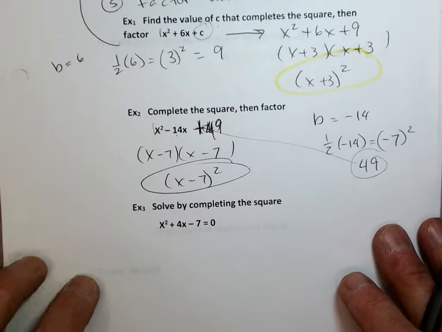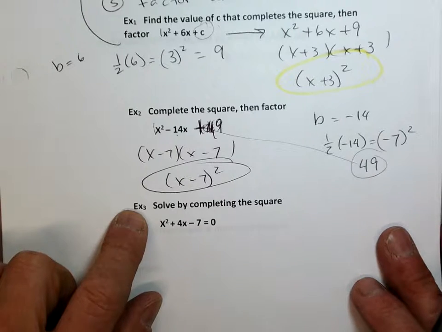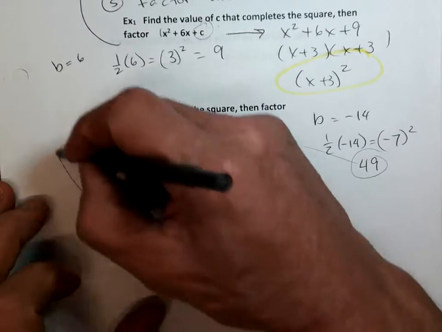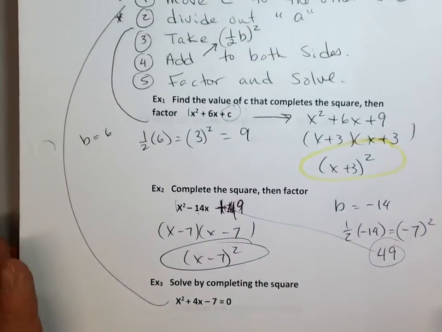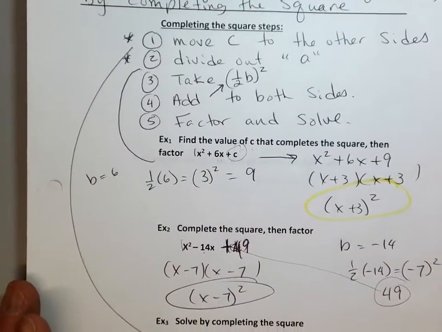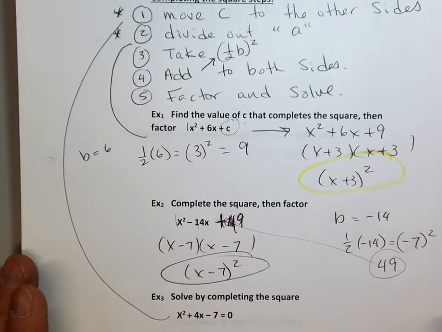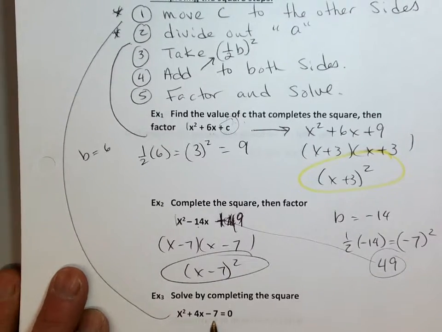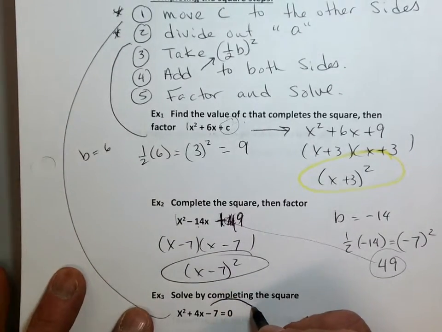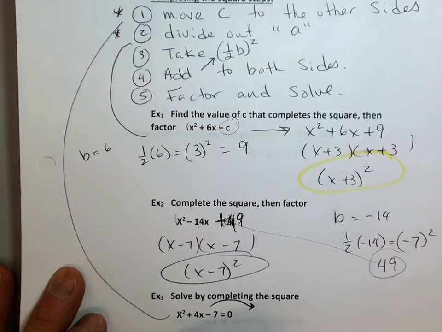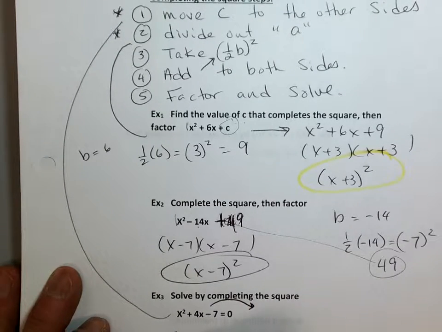All right, now, 3. We're going to solve. So now we got to go back, and we got to go all the way up to step 1, okay? So what does step 1 say? Move C to the other side. So here's C, right? So we're going to move 7 over. How do I move 7 over? Add 7. Just add 7. So I get x squared plus 4x equals 7.